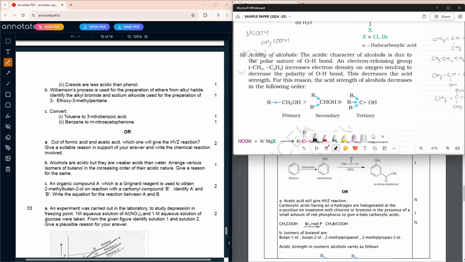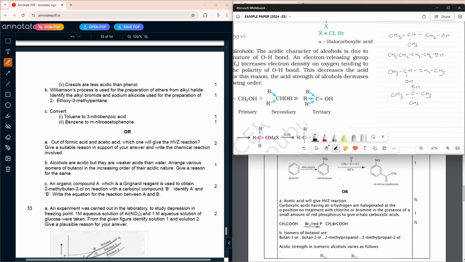So the acidic character is due to the polar nature. When you have more electron releasing groups, this will lead to a decrease in the difference in polarity between the oxygen and the hydrogen. So the most acidic is going to be primary, next is going to be secondary, tertiary is going to be the third. So because of that, you're going to have this as the most acidic, just a straight chain one.